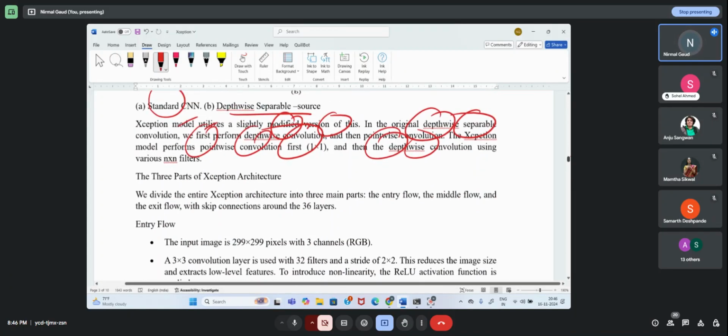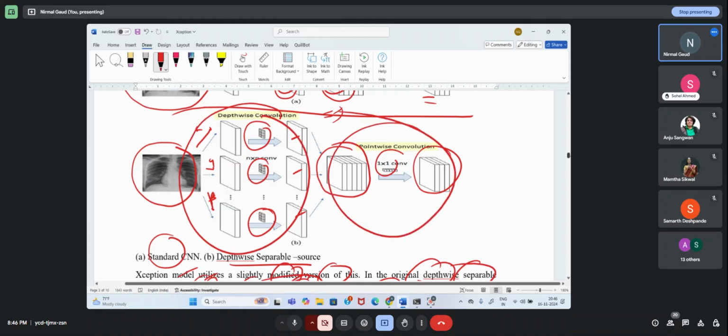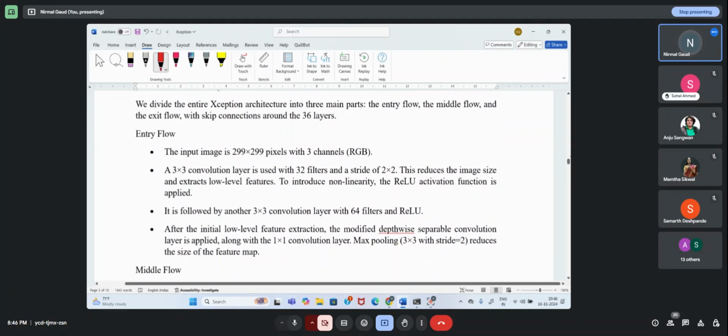Okay, Xception performs pointwise and then depthwise. There is a change. Xception performs pointwise first and then depthwise. What we have seen above is depthwise first and then pointwise operation. So Xception does the reverse of that.